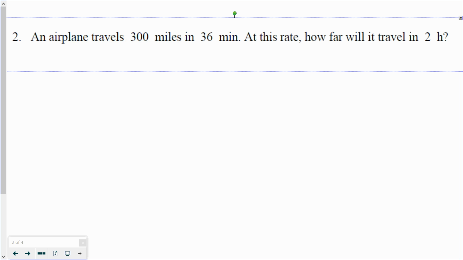So question 2, it says an airplane travels 300 miles in 36 minutes. At this rate, how far will it travel in 2 hours? So we're given pieces of information in which we can develop a rate.